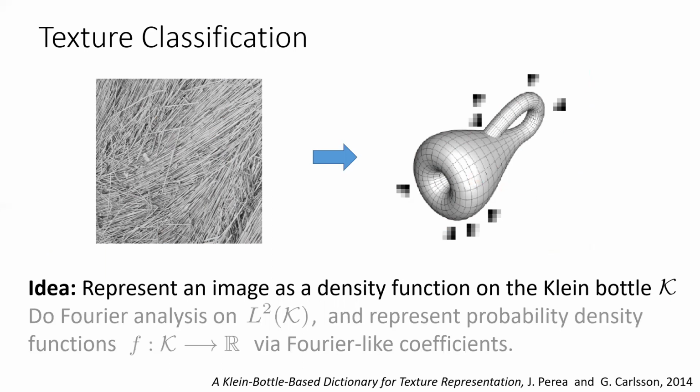The second idea is to use ideas from Fourier analysis, but now on the Klein bottle, to represent probability density functions on the Klein bottle via Fourier-like coefficients. So this is something we did like 8 years ago. And here's how it works.